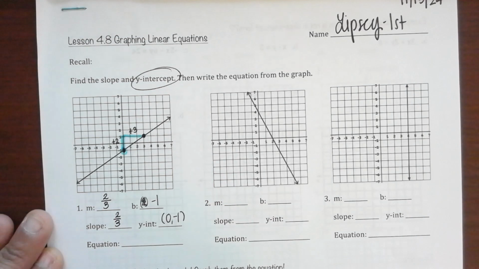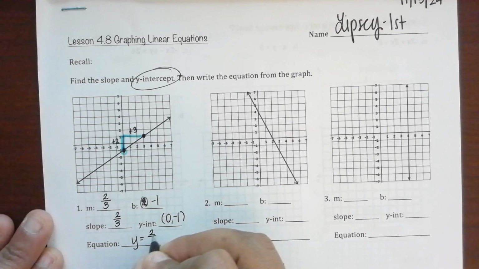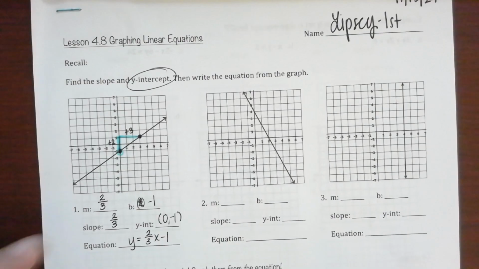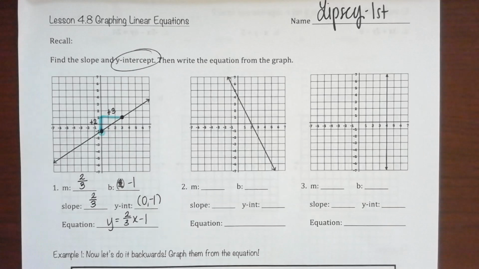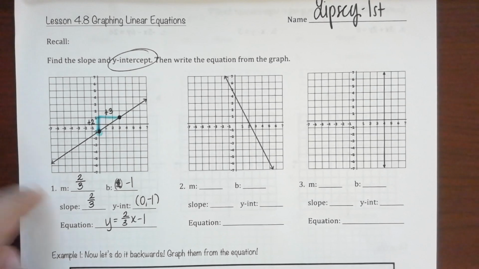So, do I have my m? Yes. Do I have my b? Yes. How do I write my equation? y equals 2/3x minus 1. Doing so good today. Where was this yesterday? No, I just want y'all to reflect. Remember, that's a rhetorical question. Any questions on number 1's recall?